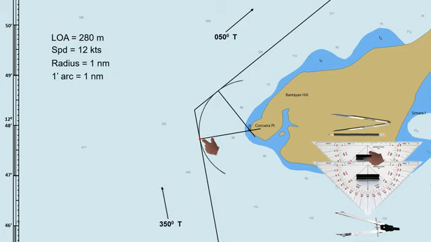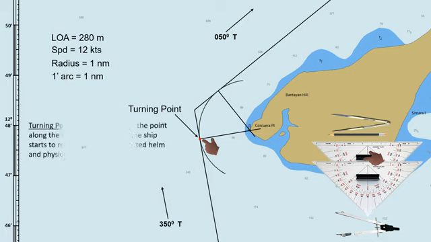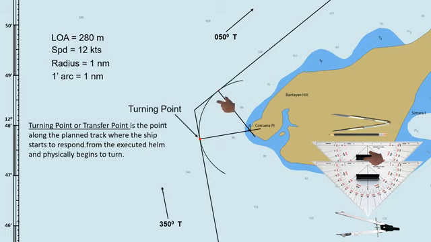This point where the perpendicular line intersects with the planned track is the turning point or transfer point. This point along the planned track is where the ship starts to respond from the executed helm and physically begins to turn. This point is not a wheelover point. On the other side, where the perpendicular line intersects with the planned track, is the point where the ship ends its turn and continues to its new course. The wheelover point can be found about a ship's length before the turning point.